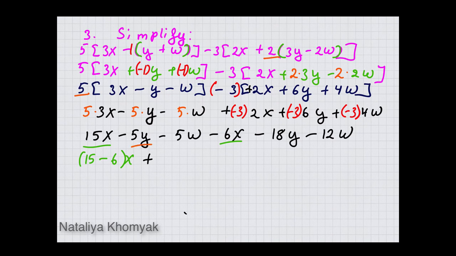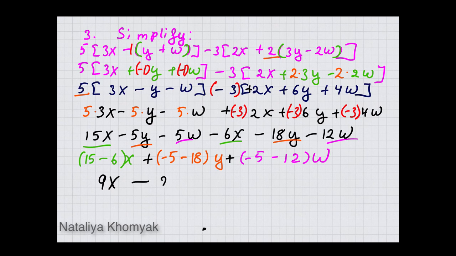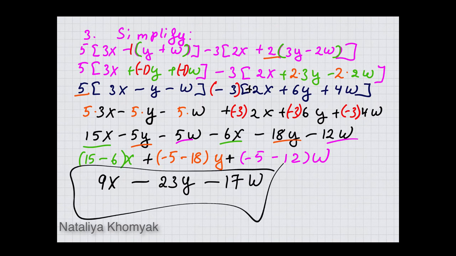Now we have some y's. We have negative 5 there, negative 18 over there, and w's. So we have negative 5, negative 12. 15 minus 6, 9x. Negative 5, negative 18, same sign. We look for the sum, and it's going to be negative sum of 23y. Negative 5, negative 12, same sign. We're going to have the sum. We have negative sum of 5 and 12, which is negative 17w. Different terms, so that's our answer.